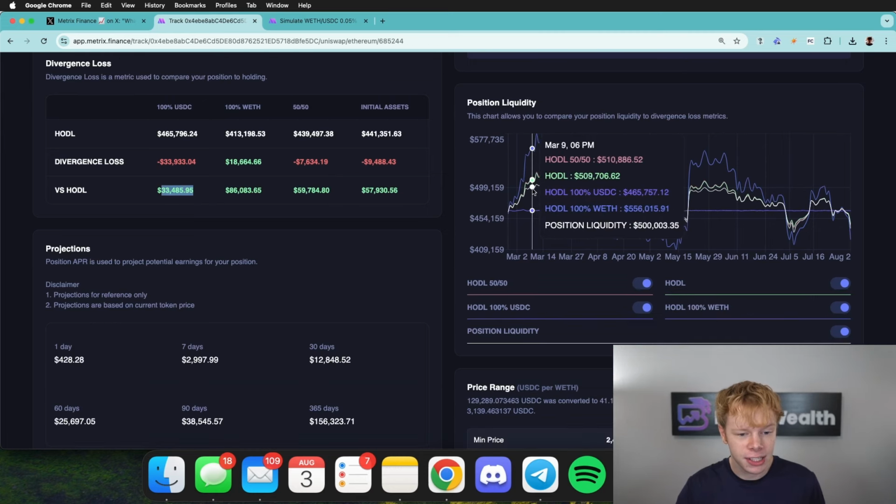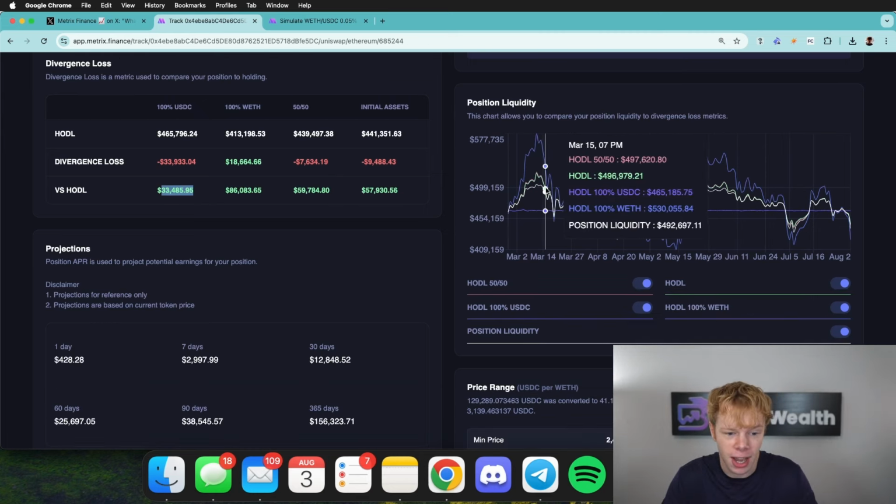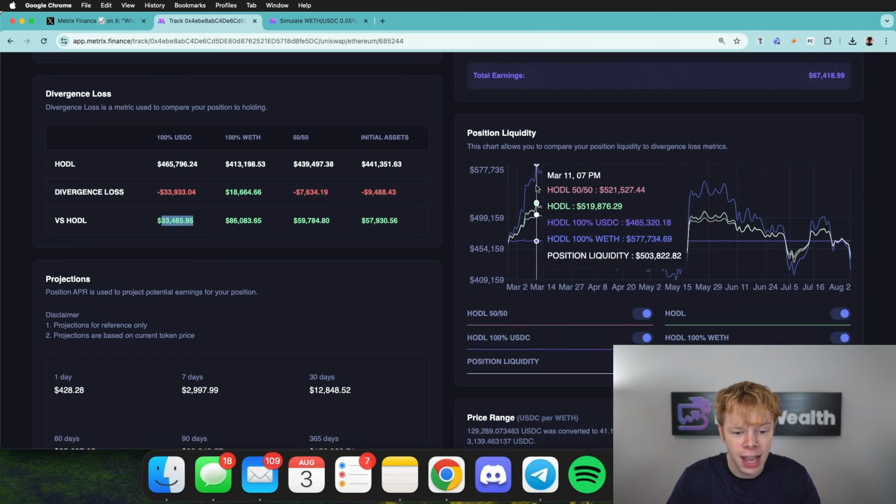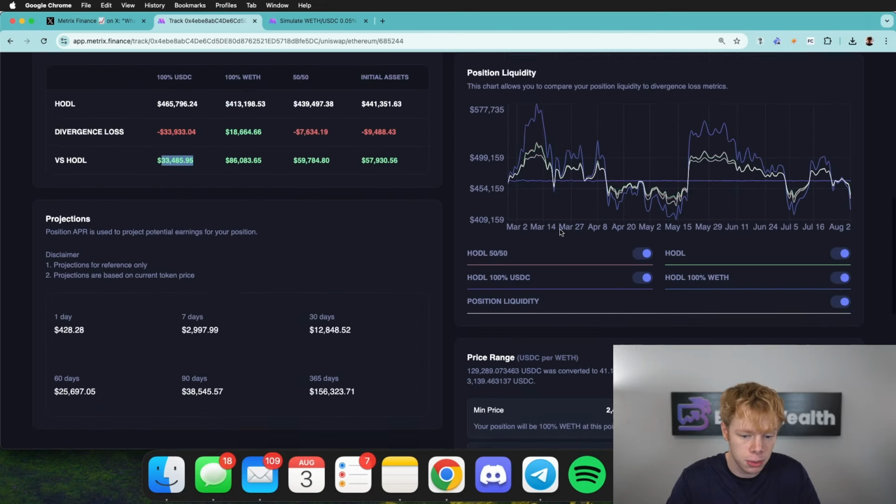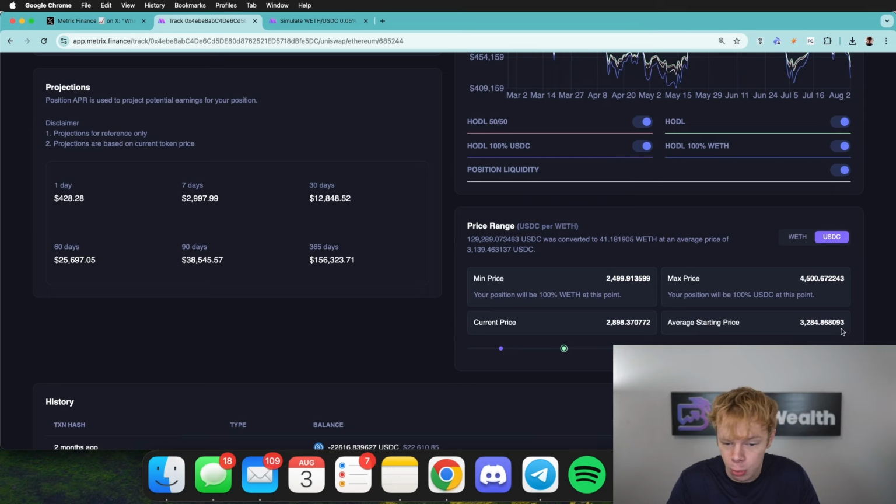And we can even analyze this position and see at some points in time, this position would have been as high as $577,000 if they were to just hold all their money in Ethereum. But the liquidity that they had in that position was $503,000 at that time. So that divergence loss would have been pretty huge at that time because that was just slightly after they entered. So what we could say is they are really betting on the fact that the price is going to stay around where the current price is at, roughly $3,000.